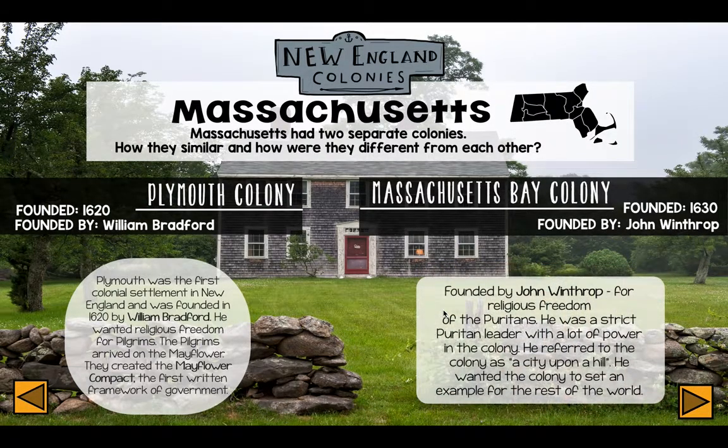In 1630, John Winthrop, who was a Puritan, came in, and he was a strict leader with a lot of power. He wanted the colony run in a very specific way. Not all people believed with that. He referred to the colony as the city upon a hill, and he wanted the colony to set an example for the rest of the world.